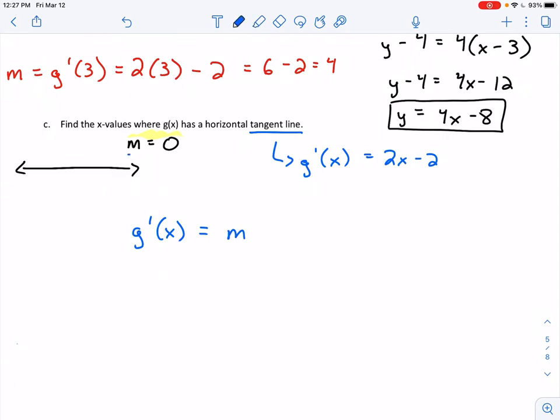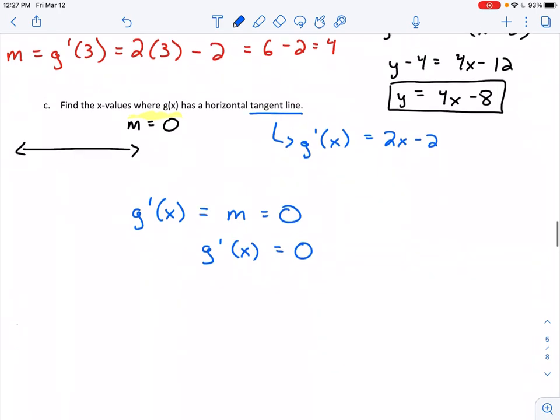So let me underline that. I want a slope of 0 here. So I want in particular a slope of 0, so I'm going to take my derivative g prime of x and set that equal to 0. So I'll take 2x minus 2, set this equal to 0, and I'm going to solve this equation for x. So I can add 2 to end up with 2x equals 2, so I end up with an x value of x equals 1. That's where I have a horizontal tangent line.